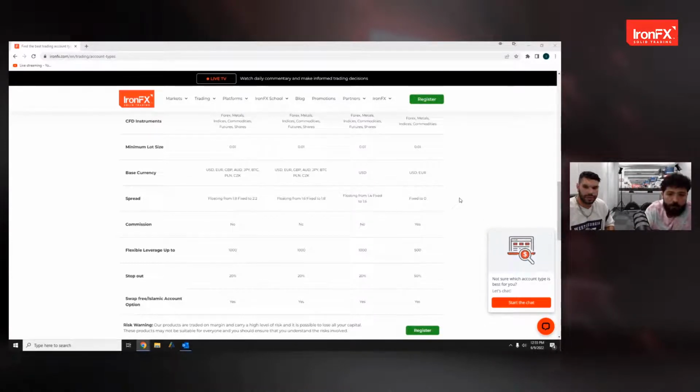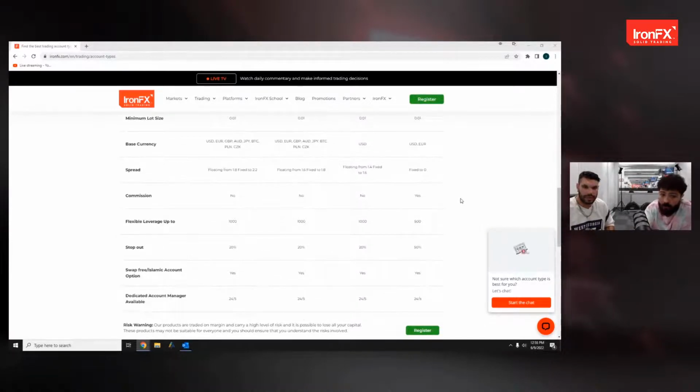And you've got the flexibility to have a leverage up to 500, which is different from the other three previous accounts. The previous accounts are up to 1,000. This is up to 500, but still, you have zero spread, so it's still amazing. And you see your stop out hits at 50%, instead of 20. So basically, this account usually comes for experienced traders.